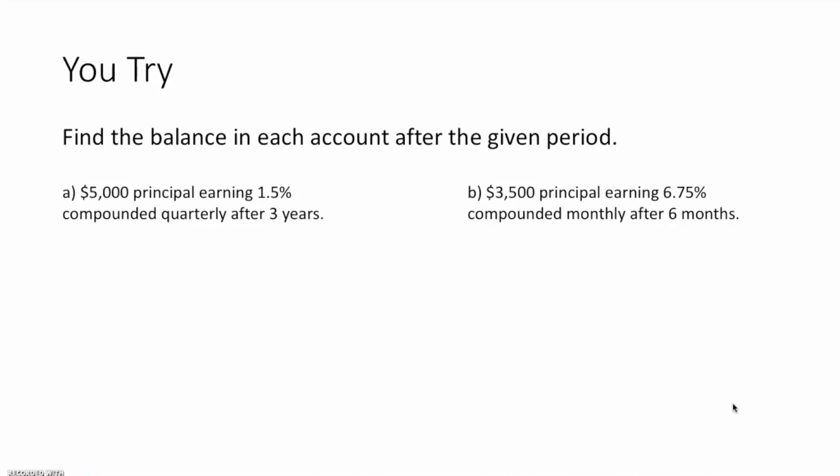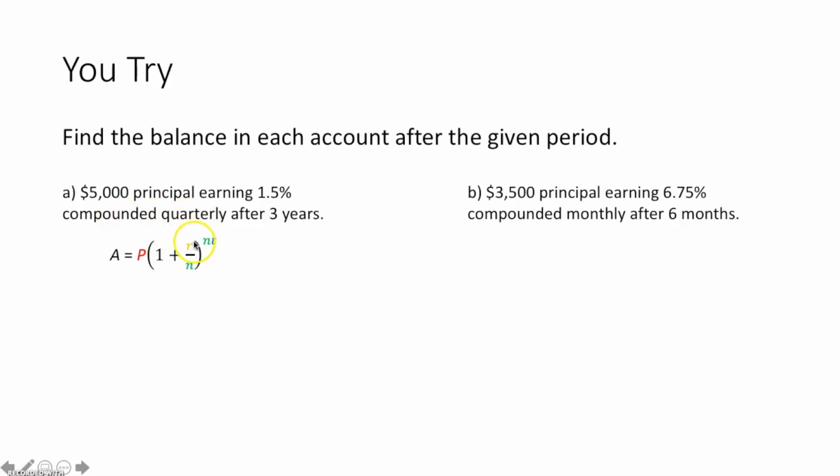You try. Okay, doing the same thing. So here we have our principal is $5,000. So that's going to go in for our P here. Our principal is earning 1.5% interest. So to write that as a decimal, we divide it by 100, we get 0.015. That goes in for R.